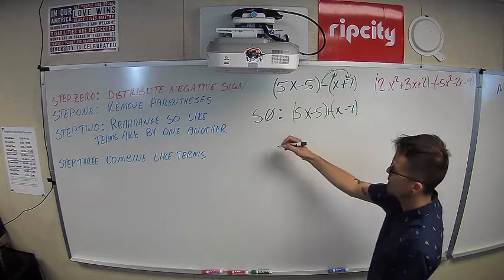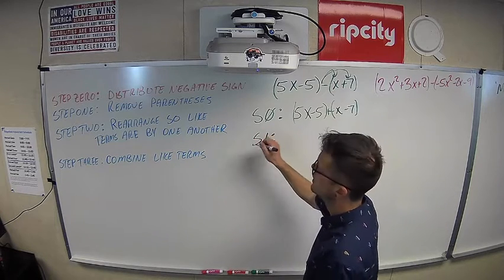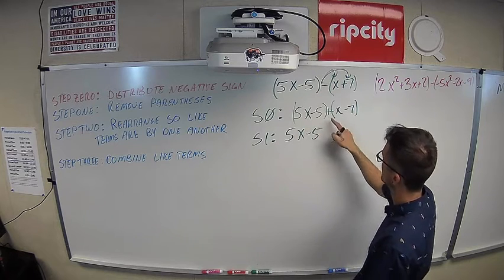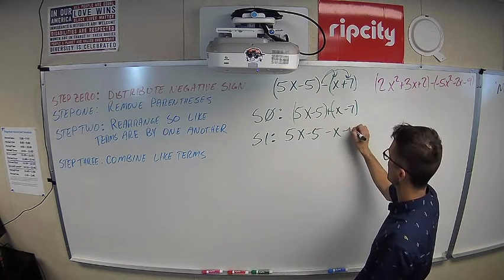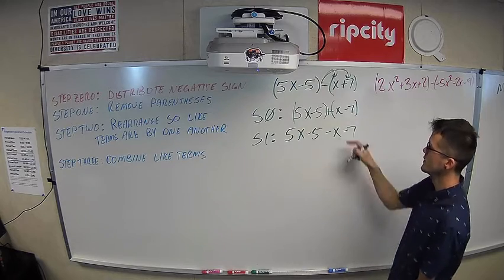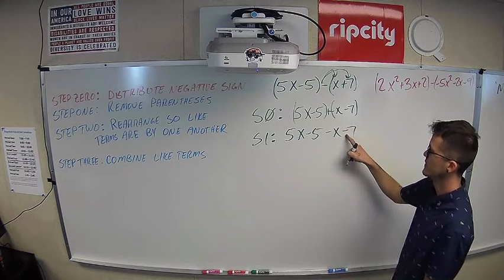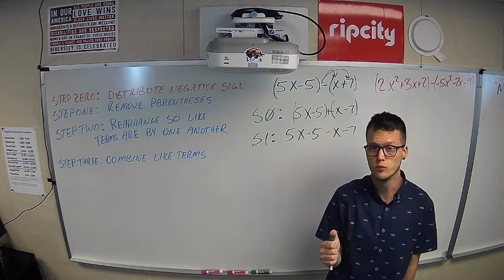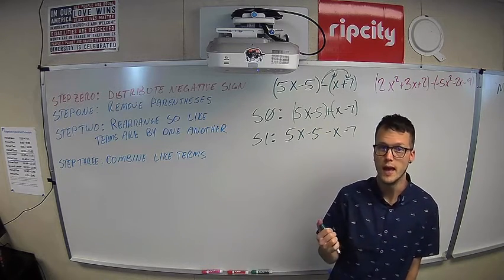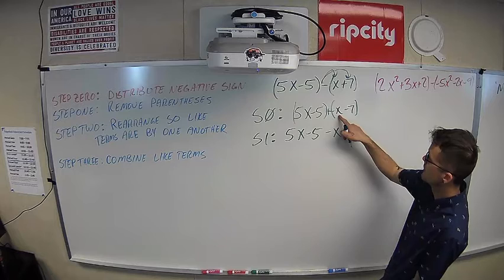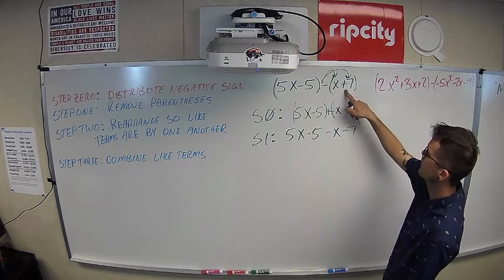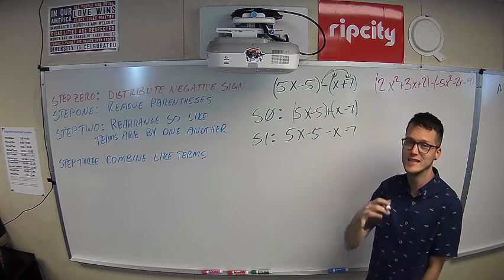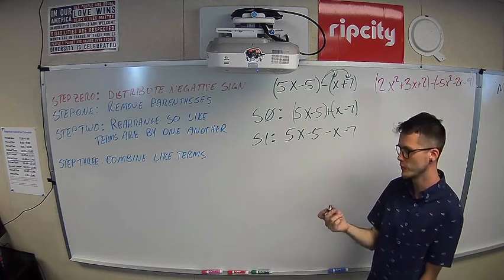So step 1 now. Step 1, remove the parentheses. So now we have 5x minus 5 minus x minus 7. So this negative sign came down, this negative sign came down. If we didn't do that step 0, things would go south for us here, because we would have the minus x just fine, but then we'd have a plus 7, and we should not have a plus 7 because we are subtracting that entire polynomial, not just the first term.